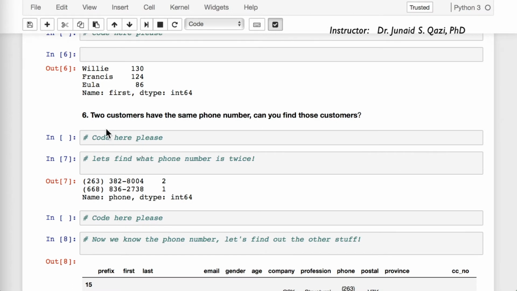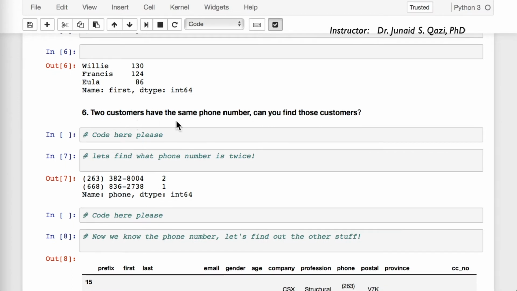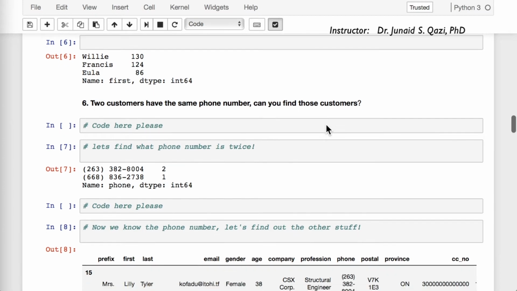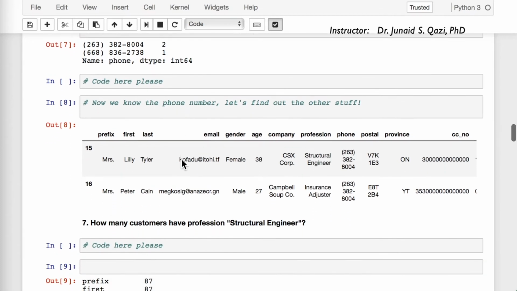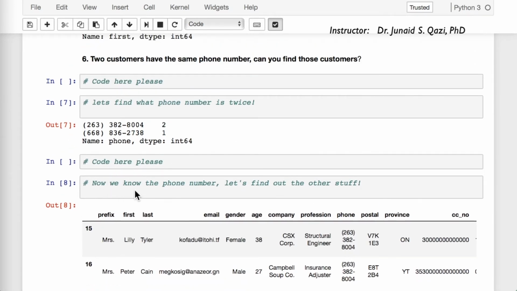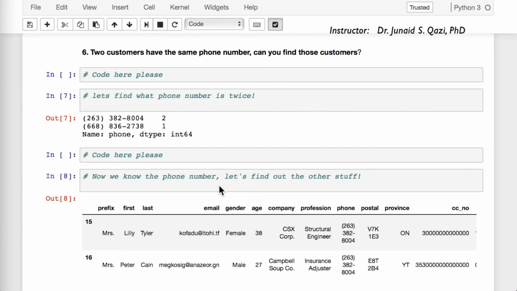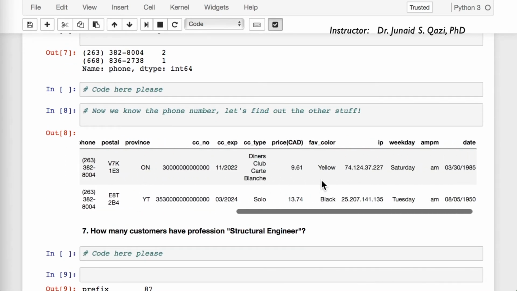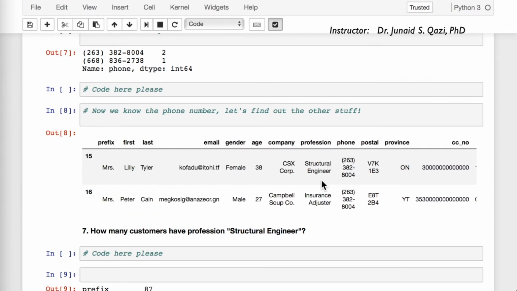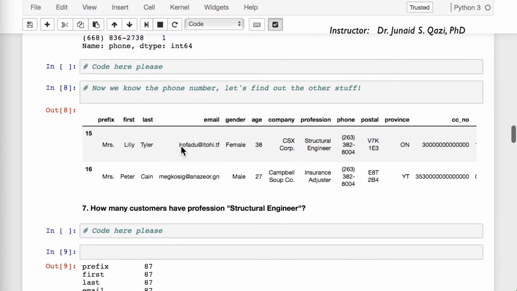So the next one, the 6th, is, 2 customers have the same phone number. Can you find those customers? So actually you have to find this first line only. So I just displayed 2. A part for the same question is, now we know the phone number, let's find out the other stuff. So here it's displaying all the information related to the person who has the same phone number.